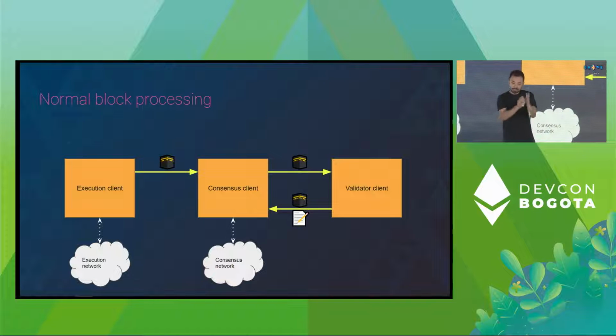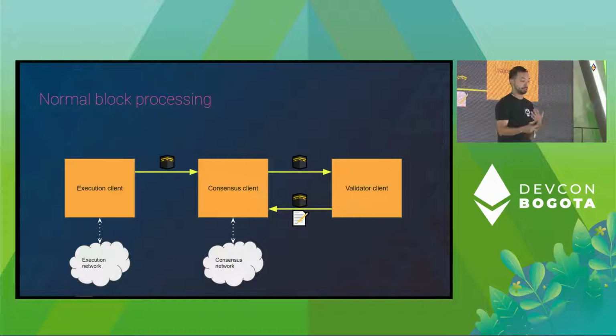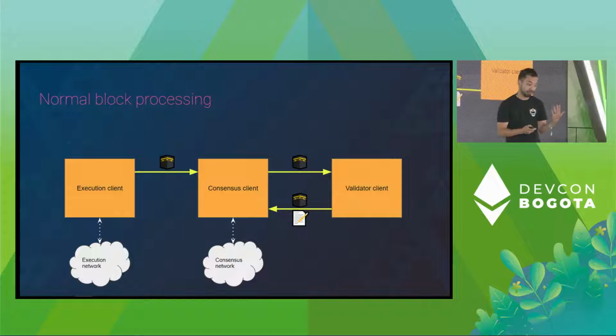Here, the separation of concern is nice because the execution layer client and consensus layer client are both very complicated pieces of software, but they only need to know each other through the engine API. And so the separation of concern is very nice.